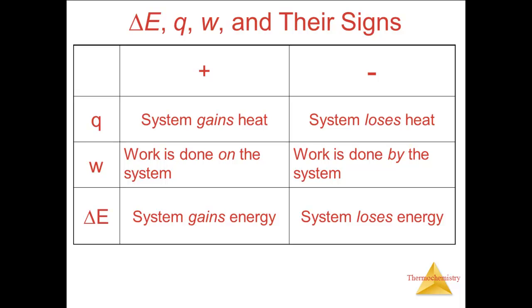Specifically, if Q is greater than 0, that is, positive, heat is being added to the system, and if Q is less than 0, negative, heat is being lost from the system. If W is greater than 0, positive, then work is being done on the system. If W is less than 0, negative, work is being done by the system. Similarly, a positive value for delta E means energy has been added to the system, and a negative value means that the system is losing energy.